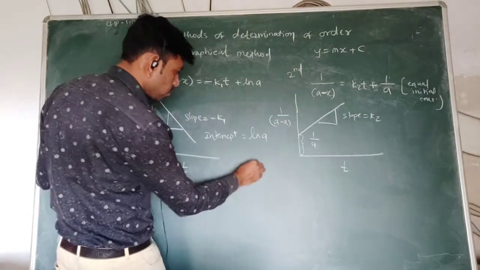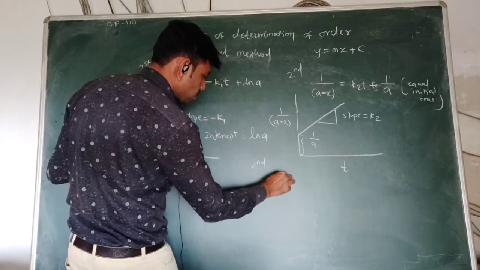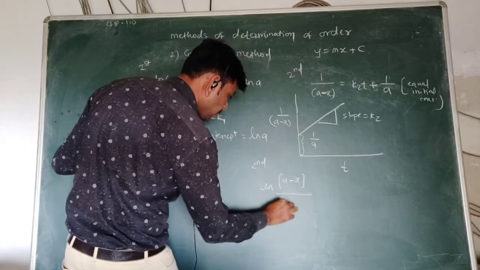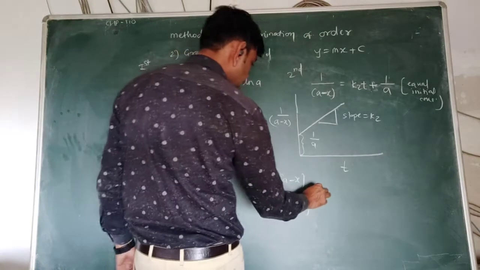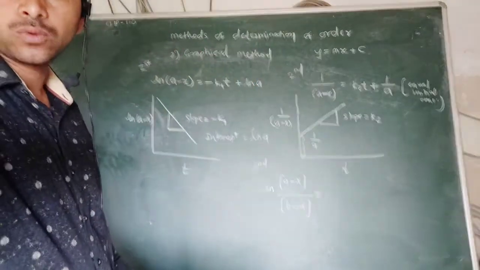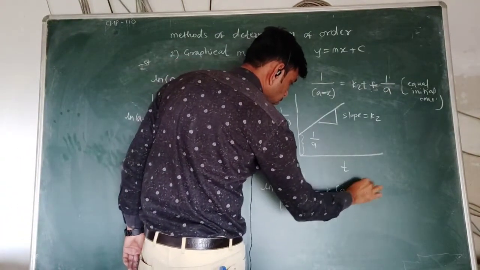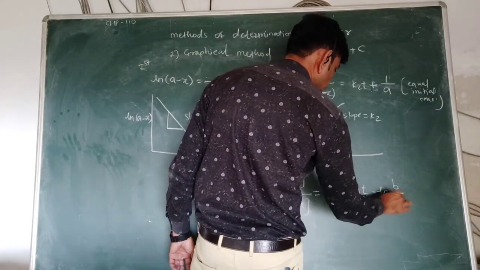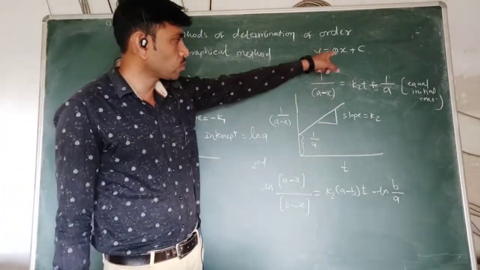Also for second order, for unequal initial concentration, the rate equation is rearranged in this format: ln (a minus x) upon (b minus x) equals k2 (a minus b) into t minus ln b upon a. So this equation represents the form y equals mx plus c.